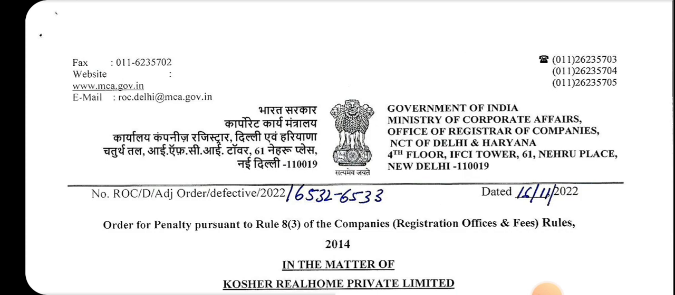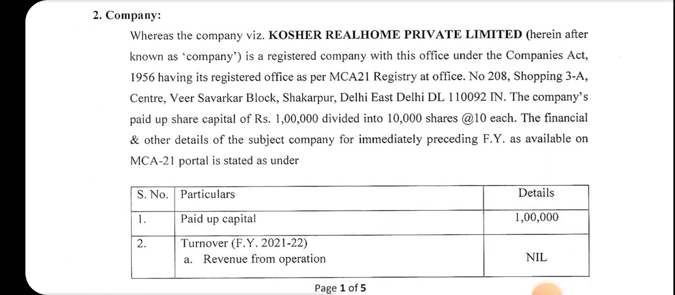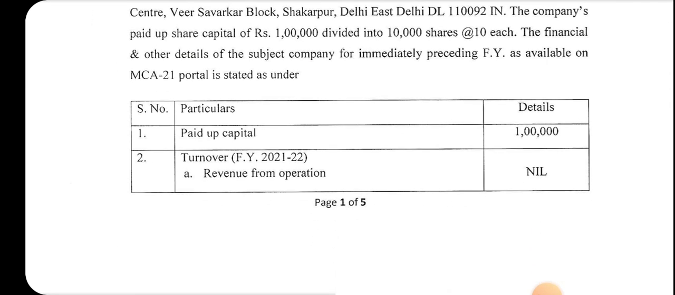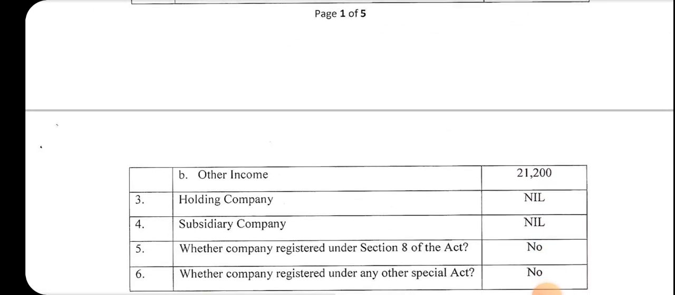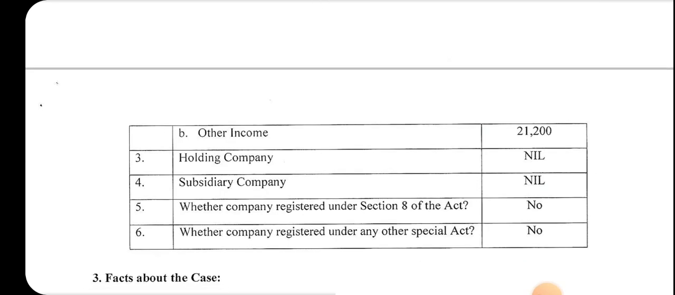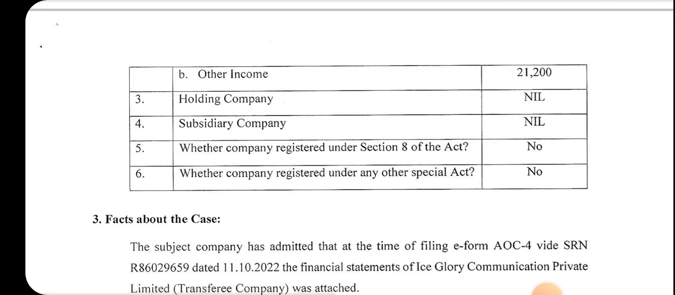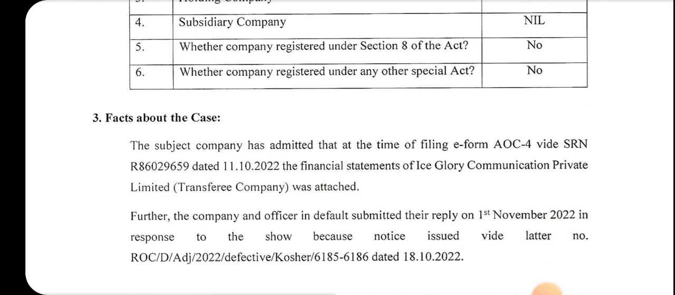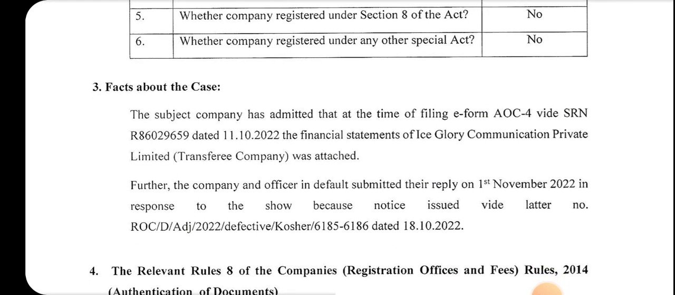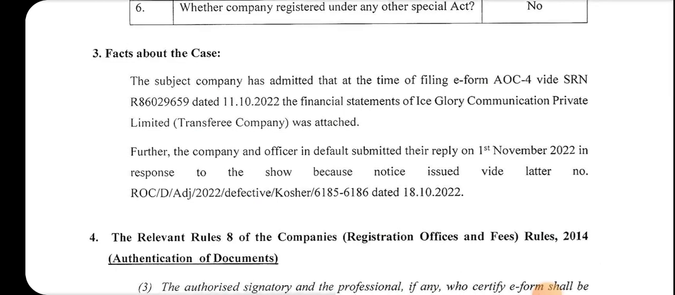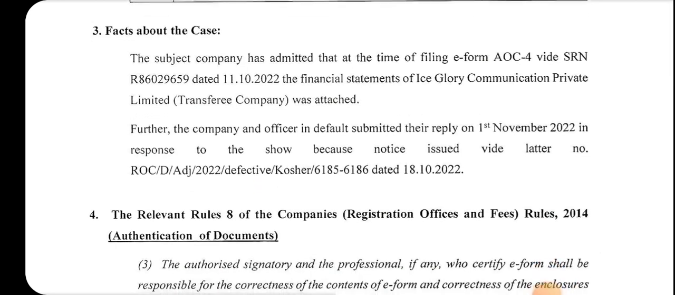Dear friend, let's see the adjudication order. Here the company has its registered office at Delhi, paid up capital is 1 lakh, turnover nil, other income 21,200, holding company, no subsidiary company, and not a Section 8 company or a company registered under any special Act. Let's see the facts of the case. The subject company has admitted that at the time of filing e-form AOC 4, the financial statement of the other company, the transferee company, was attached in the e-form AOC 4. Further, the company and officer in default submitted their reply in response to the show cause notice.